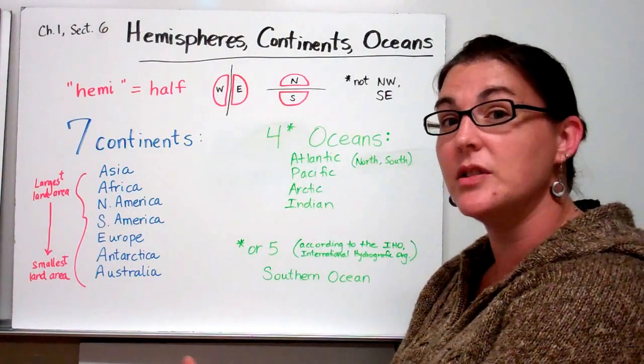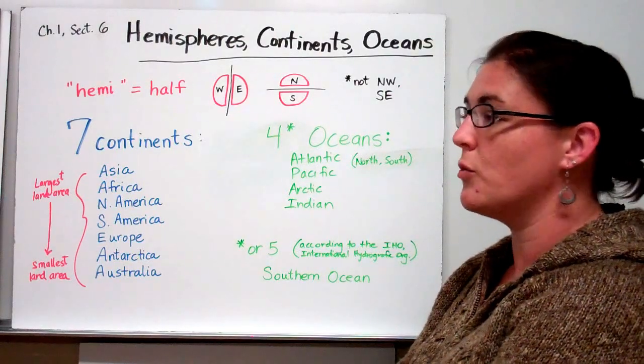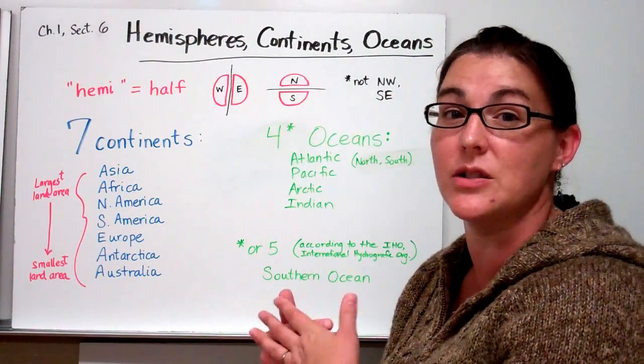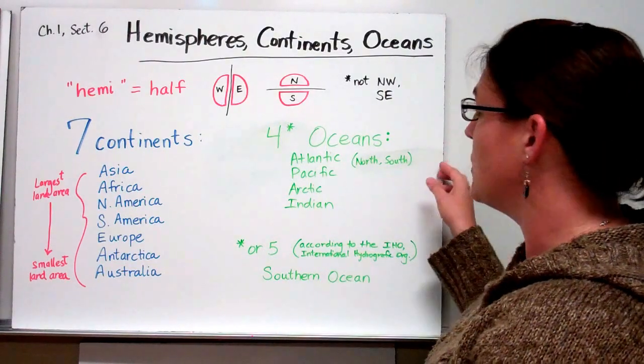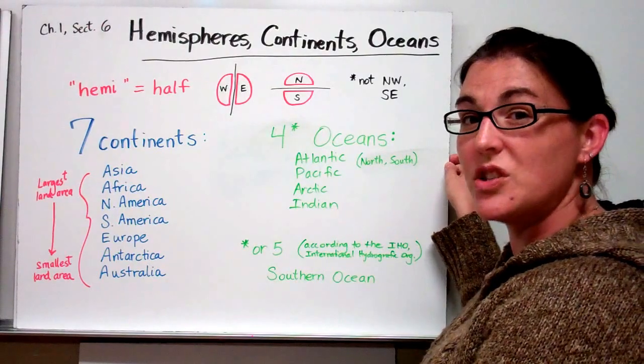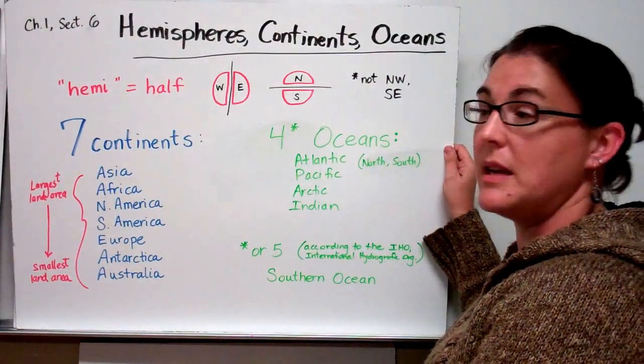And because of climate change and rising sea levels, that's a particular part of the ocean that scientists are very interested in nowadays. So you will hear reference to that. But National Geographic does not refer to the Southern Ocean as one of the major oceans of the world.